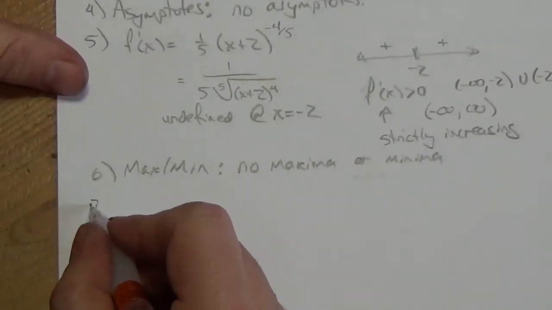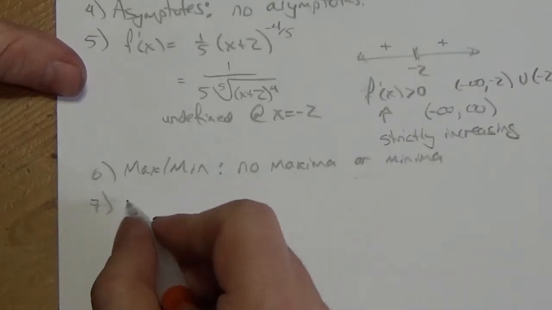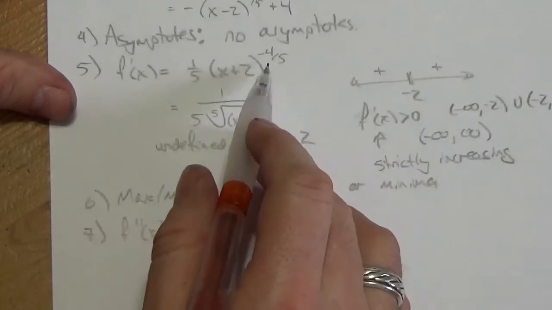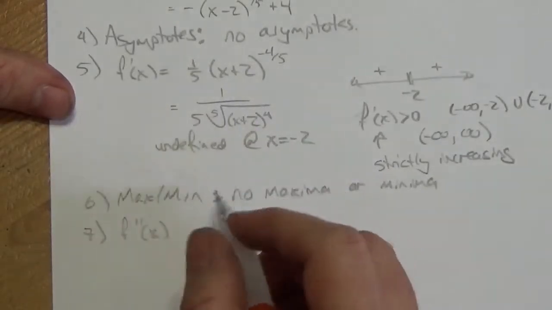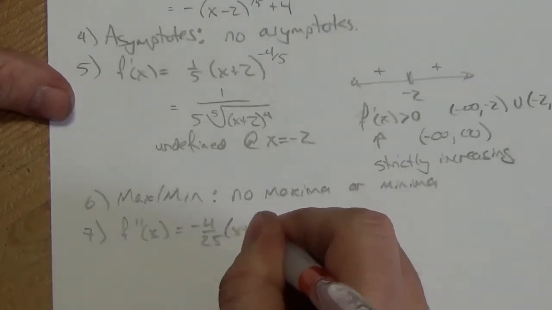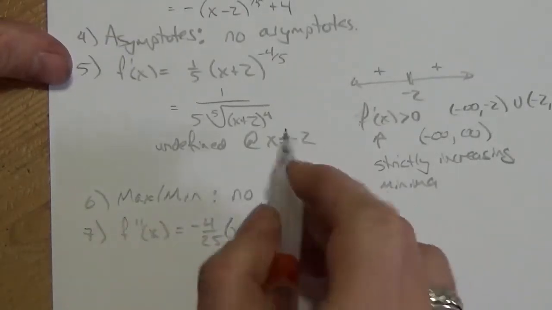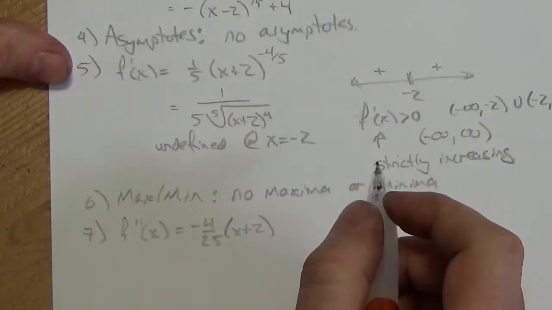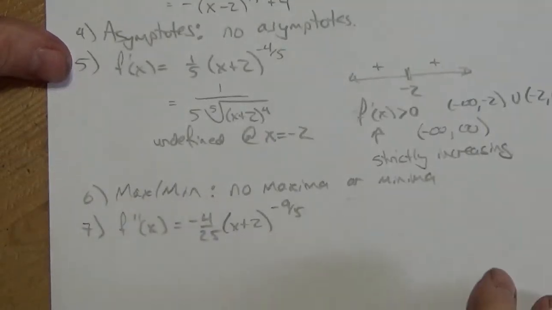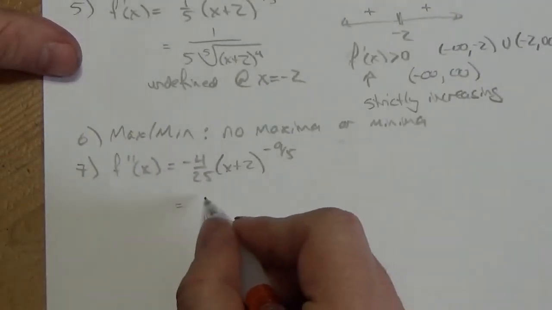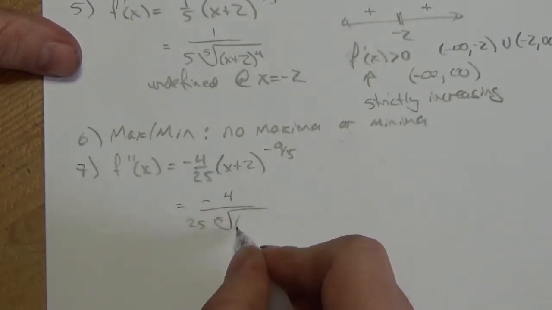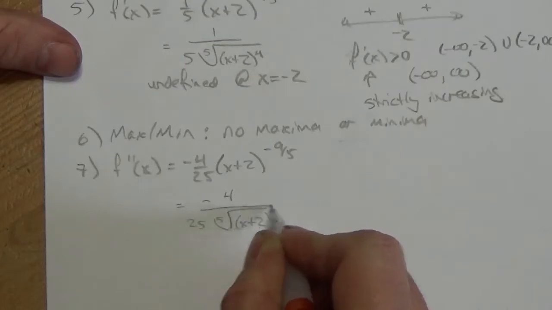Okay, let's take a look at concavity. So now my second derivative, nice to have the first derivative just sitting right there. If I multiply by negative 4/5, it's going to be negative 4/25 times (x plus 2). And if we subtract 1 from that exponent, what are we going to get there? That's going to be negative 9/5. Right. Okay, so that's negative 4 over 25, the fifth root of (x plus 2) to the 9.